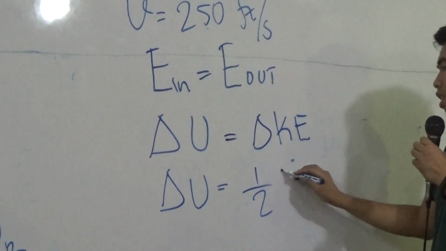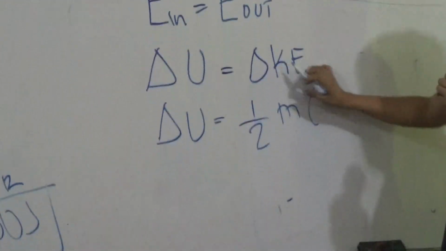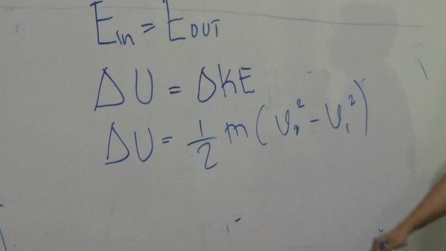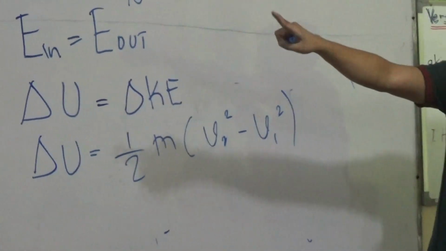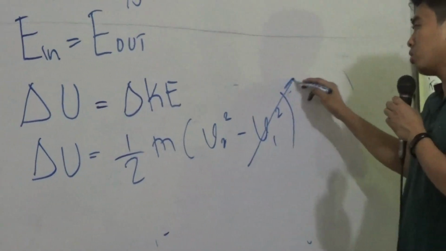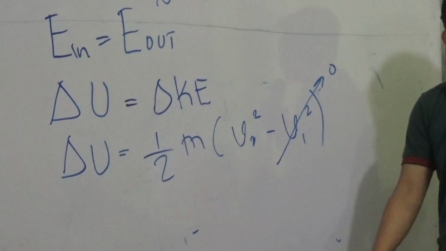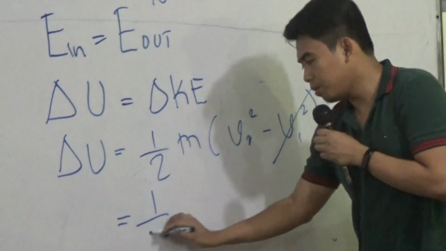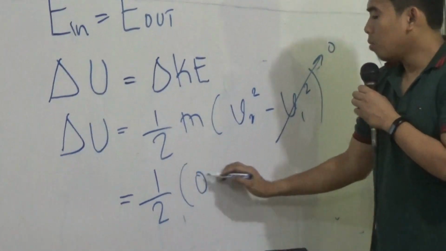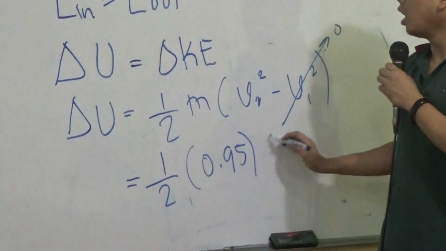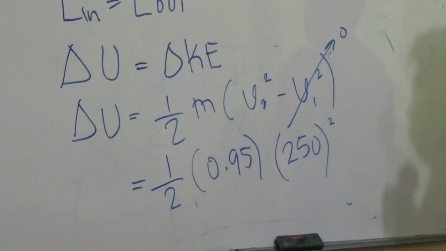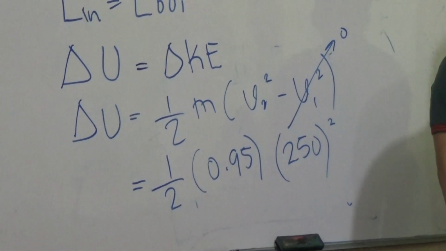1/2 m, velocity 2 squared minus velocity 1 squared. Kasi change. Kaso ang sabi dito, nag-rest naman before strike. So, we can consider this na 0 na lang. So, direct substitution, sir. Analyze. So, 1/2 mass 0.95. Okay? Velocity 250 squared. Pindutin, lalabas yung answer.